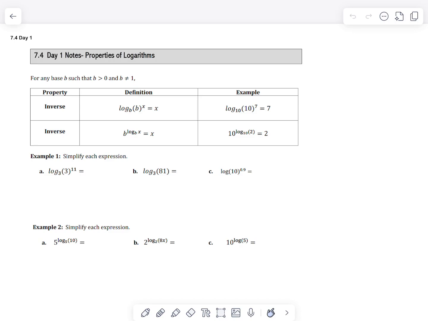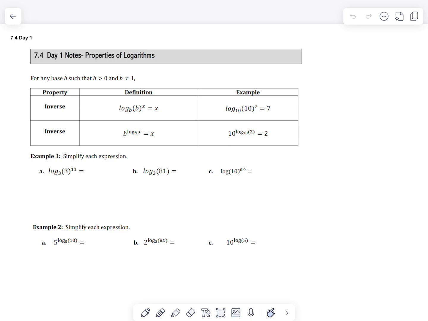The second inverse is when we have a base raised to a logarithm of that same base. Then they cancel each other out, so you're just left with x. So an example, 10 raised to a logarithm of base 10 of 2, the answer will just be 2.